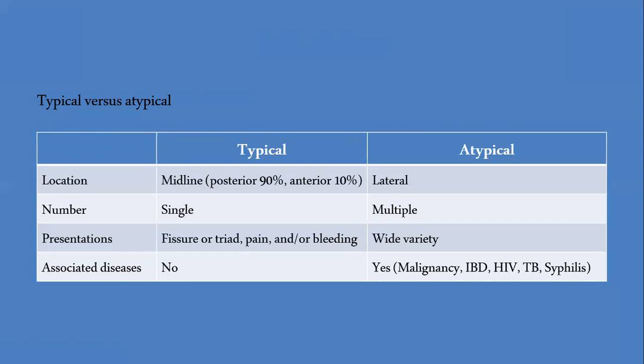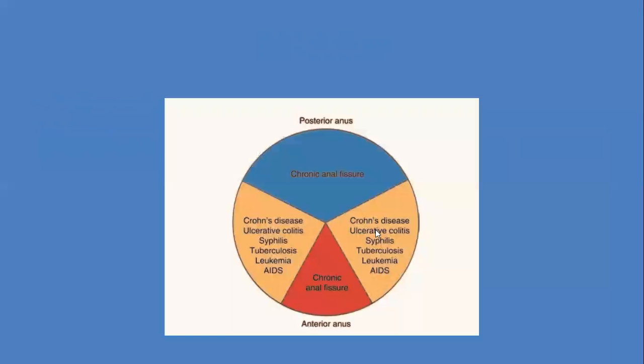Regarding number, typical fissure is single. For atypical fissure, it is multiple in number. Presentation for typical fissure: there will be the fissure itself, maybe the triad in case of chronic anal fissure. This will be associated with pain and or bleeding. For atypical anal fissure, there will be a wide variety of presentations. Associated diseases with atypical fissure include malignancy, inflammatory bowel disease, HIV, tuberculosis, or syphilis.